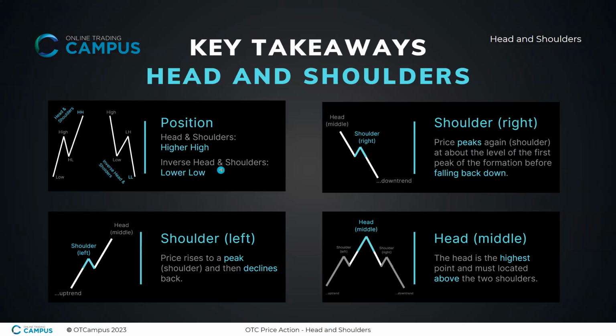The inverse head and shoulders is a bearish to bullish trend reversal. It means high, low, lower high, lower low. The inverse head and shoulders has to form here in the lower low area.